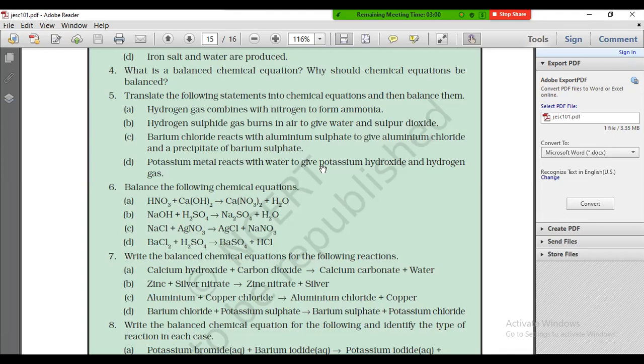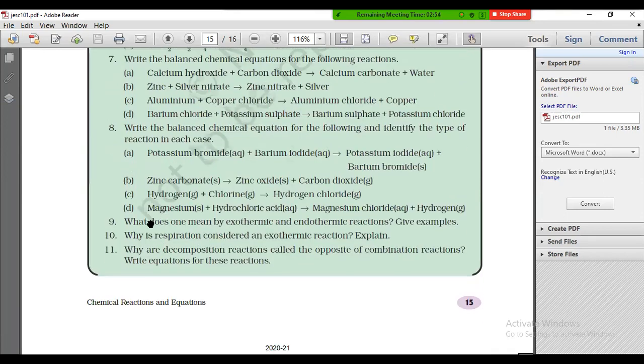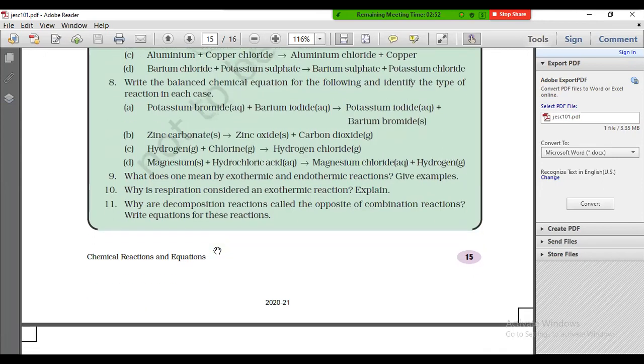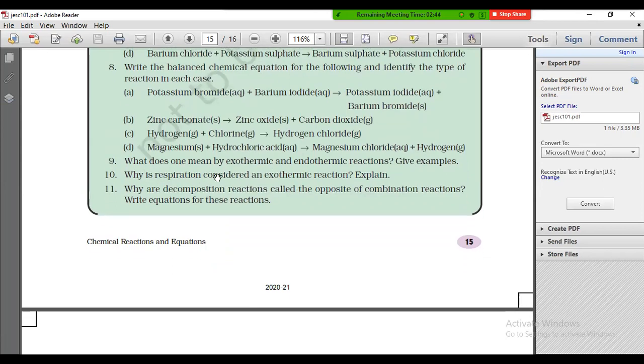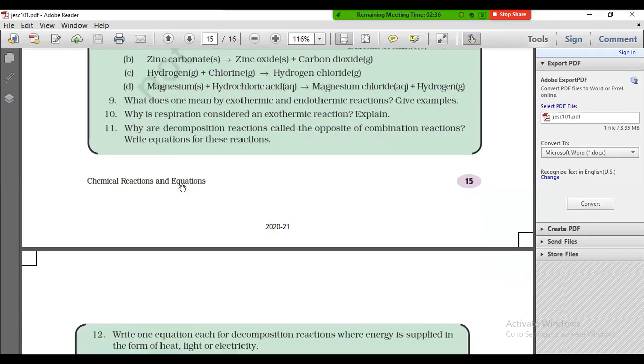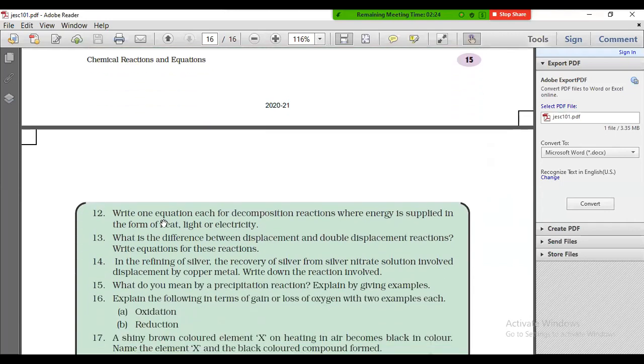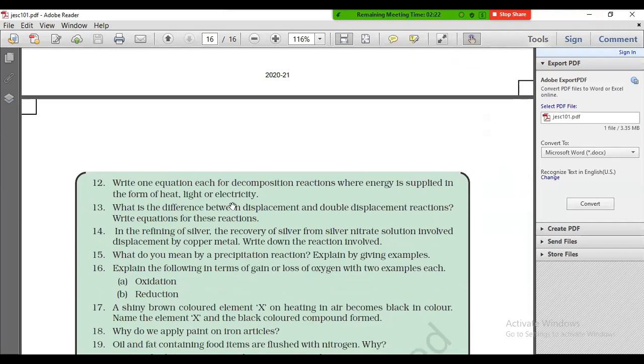ये भी क्वेश्चन कर सकते हो. नंबर 9, नंबर 10, why is respiration considered an exothermic reaction. ये भी कर सकते हो. ये तो वैसे एक्चुअली 8th स्टैंडर्ड से ही है, right? Question number 11 also. Why are decomposition reactions called the opposite of combination reactions? Write equations for these reactions. Very good. Question number 12 also. हाँ बस वही.